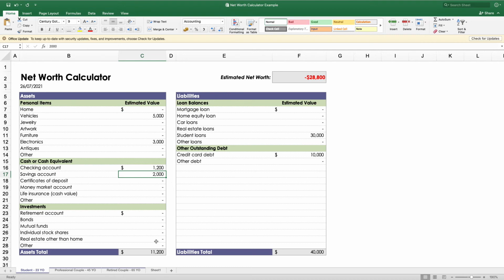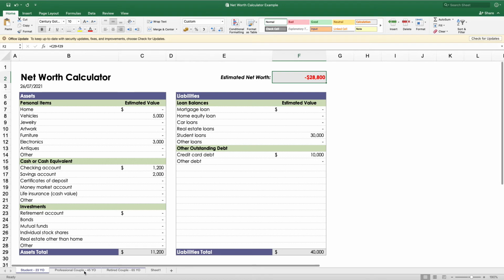So we can see here that the total assets is $11,200. On the liability side, we can see there's $30,000 in student loans and also $10,000 in credit card debt. So the total liabilities there is $40,000. And we can see up here on the right that gives an estimated net worth of minus $28,800. So this is not really surprising for a student, someone who's just graduated.